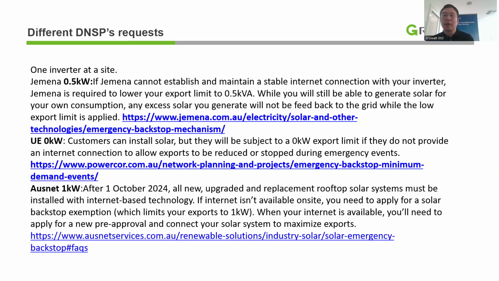Ausnet is 1 kilowatt. The reason why you must activate such an export limit is that in case the inverter goes offline or the internet connection is not stable, the inverter itself cannot be controlled by the DNSP. At that time, the inverter itself will go back to the default mode, so it will automatically go to the default export limited mode in case there's no stable internet connection.